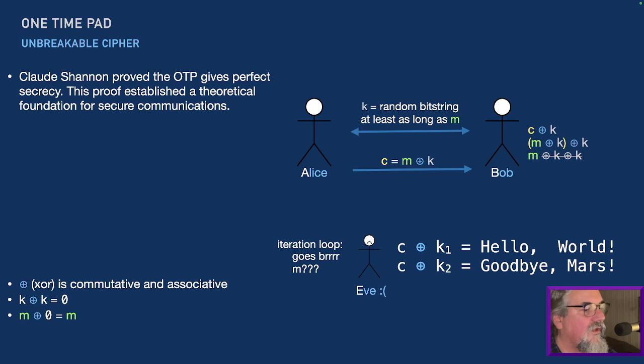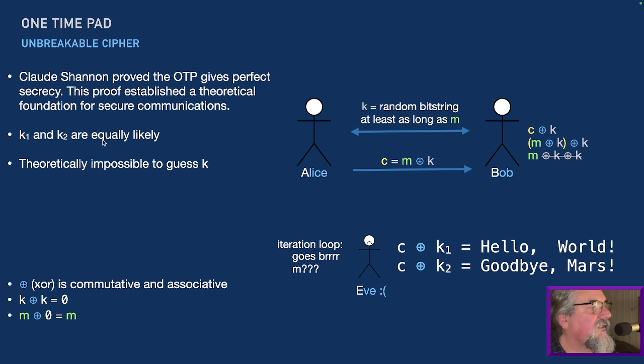And it's perfectly secure because, for instance, Eve here, Eve only sees C, and she can do this brute force and guess all different possibilities for K. Maybe she takes C XOR K1, she gets the string hello world, and she takes C XOR another key, K2, she gets the clear text message goodbye Mars. And there's no possible way for Eve to know if hello world is the correct decryption or goodbye Mars is the correct decryption. They are both exactly equally possible. So in fact, every possible decryption is equally likely using this one-time pad scheme. That is why it has perfect security.